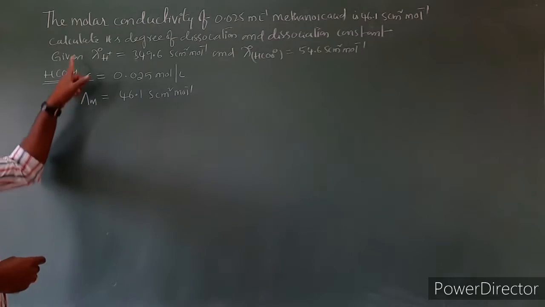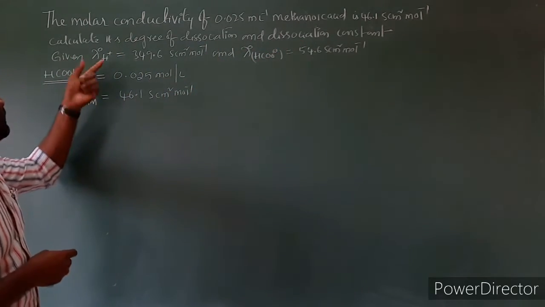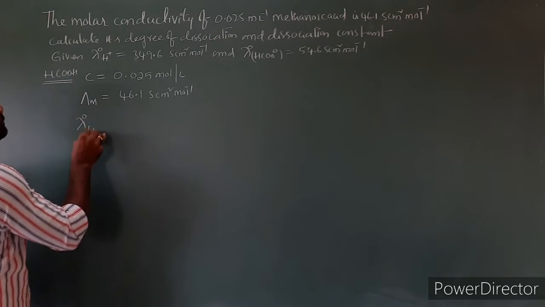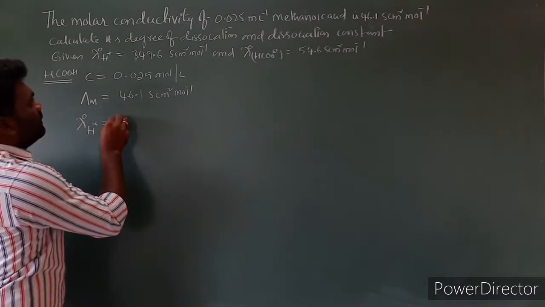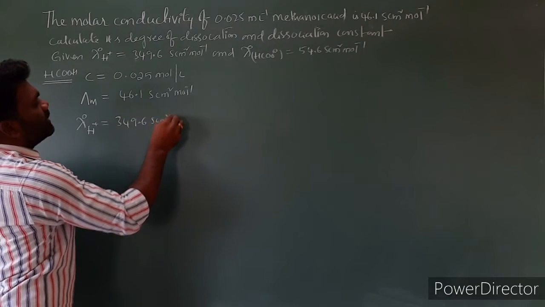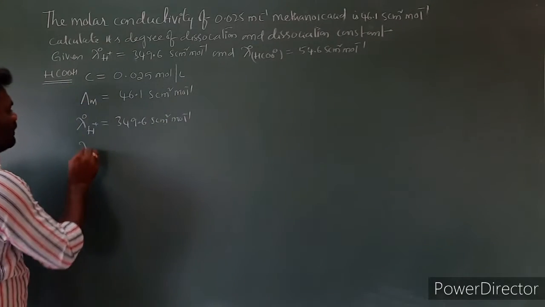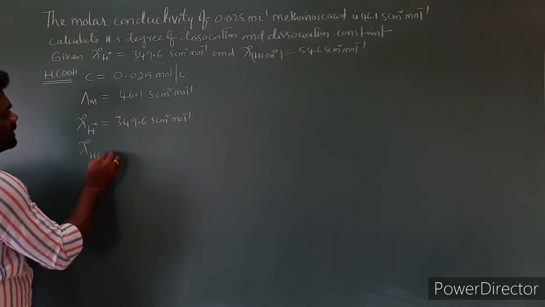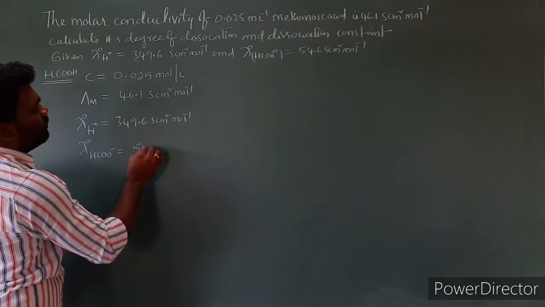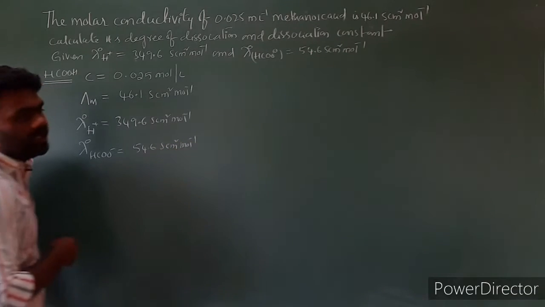This is the data. And calculate degree of dissociation and dissociation constant, given that limiting molar conductivity of H plus is given. Lambda naught H plus, how much is given? 349.6 Siemens centimeter square mole inverse. And limiting molar conductivity of HCOO minus is given. How much? That is equal to 54.6 Siemens centimeter square mole inverse.